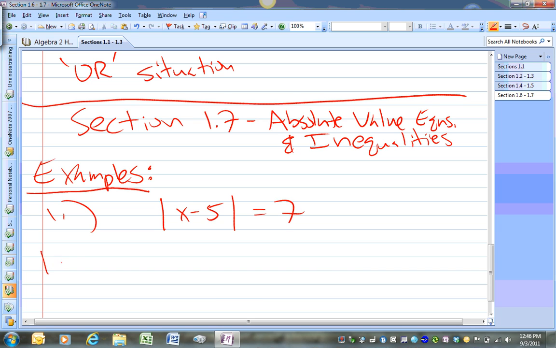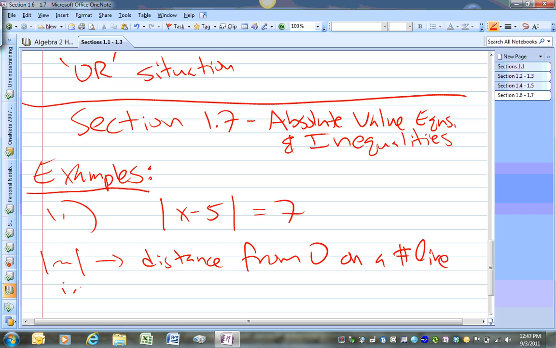So absolute value is distance from 0 on a number line. For example, the absolute value of negative 4 is 4, because negative 4 is 4 away from 0. Or the absolute value of 4 is also 4, because 4 is also 4 away from 0. So that's basically one way to look at an absolute value.